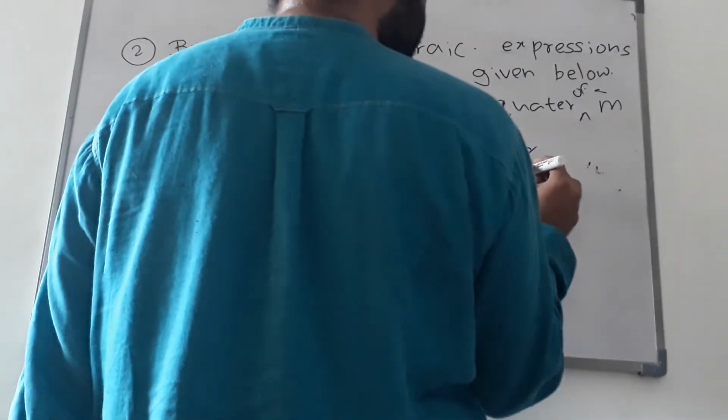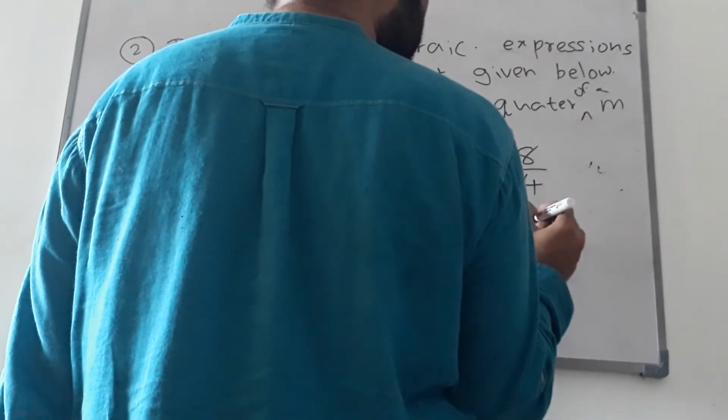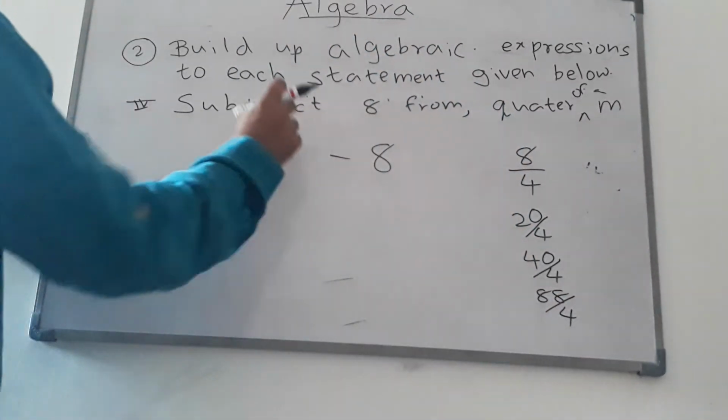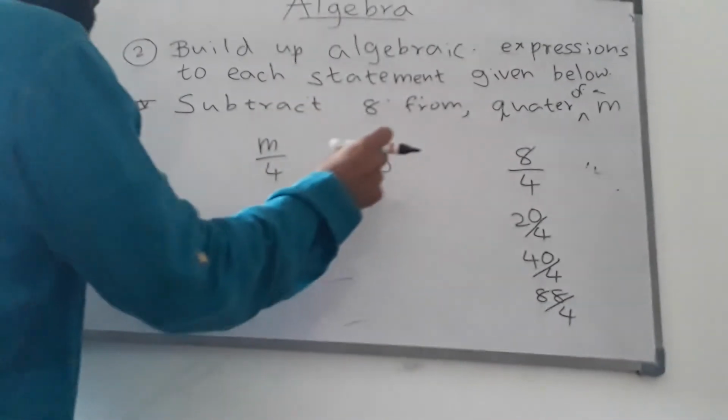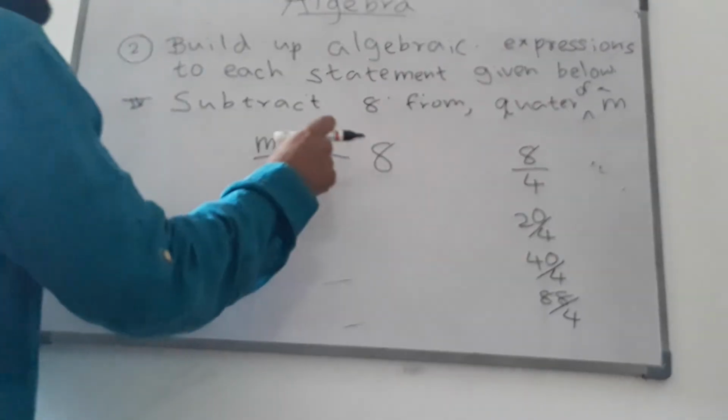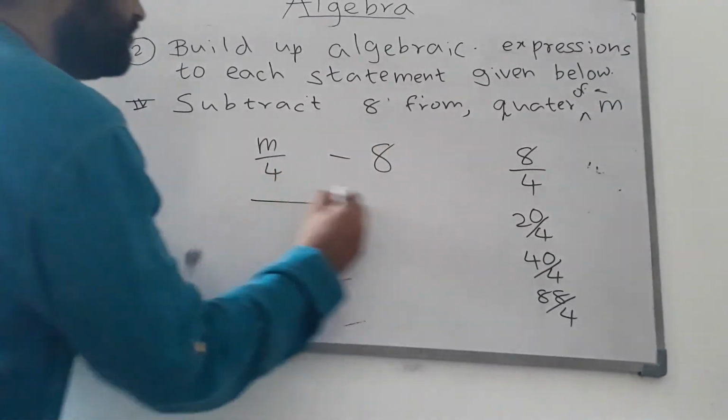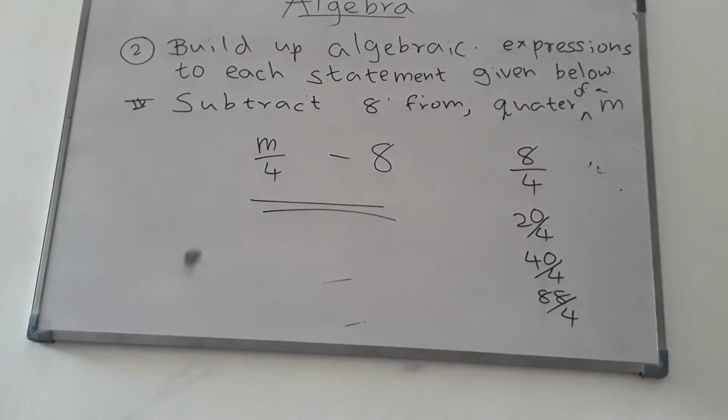Quarter of 8 means 8 divided by 4. Quarter of 20 means 20 divided by 4. Quarter of 40 means 40 divided by 4. Quarter of 88 means 88 divided by 4. Likewise, quarter of m means m divided by 4. You have to subtract 8 from m divided by 4. Minus 8 from m divided by 4. This is the answer. More than that we can't simplify.